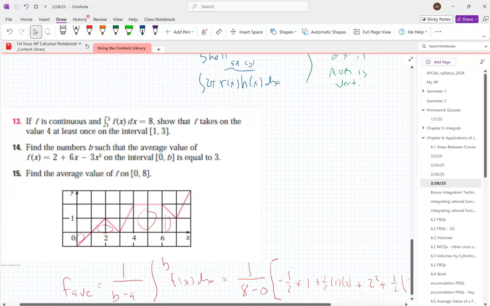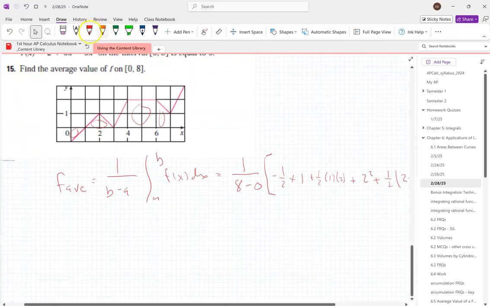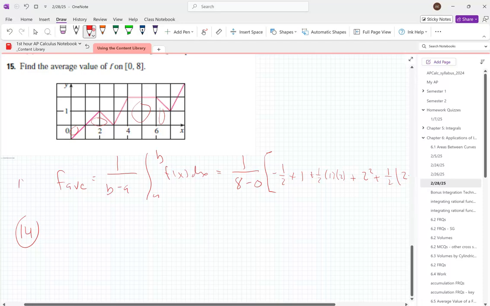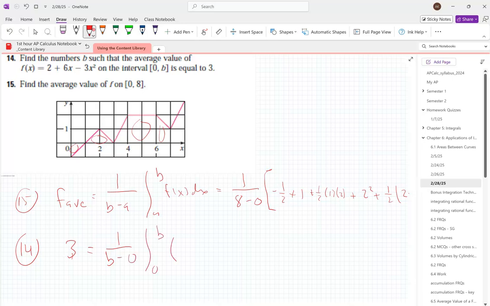It says find the numbers b such that the average value of f of x on the curve from 0 to b is equal to 3. Okay, so if I'm doing 14, I have that 3 should be equal to 1 over b minus 0 times the integral from 0 to b of 2 plus 6x minus 3x squared dx, right?